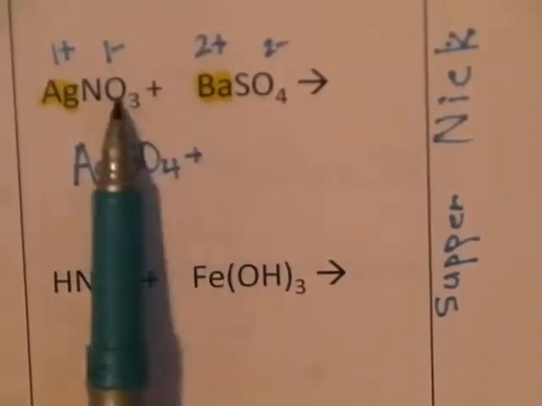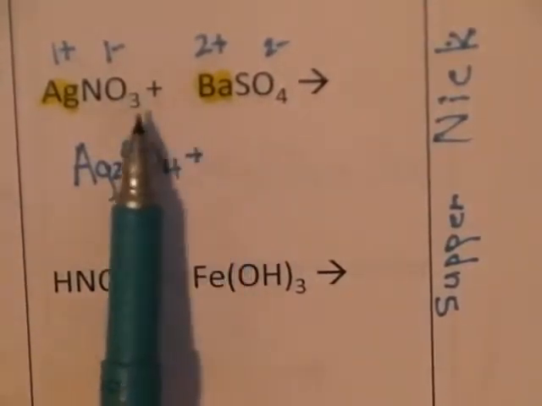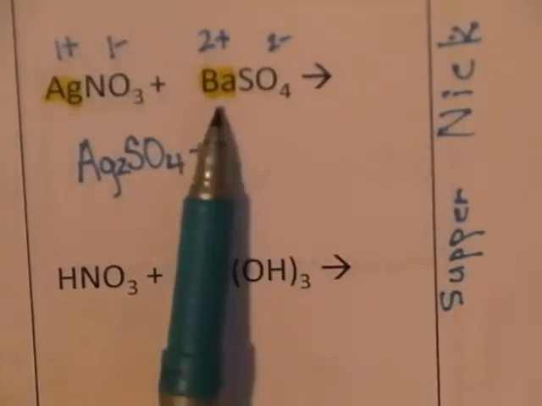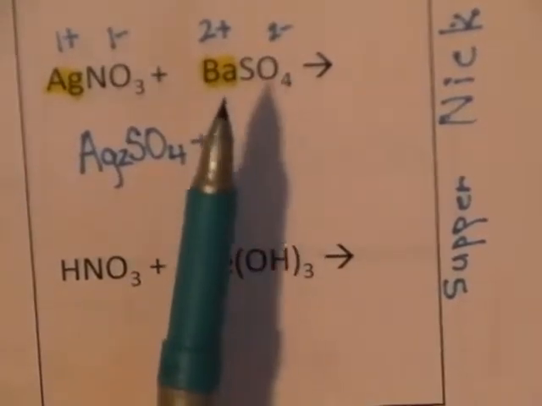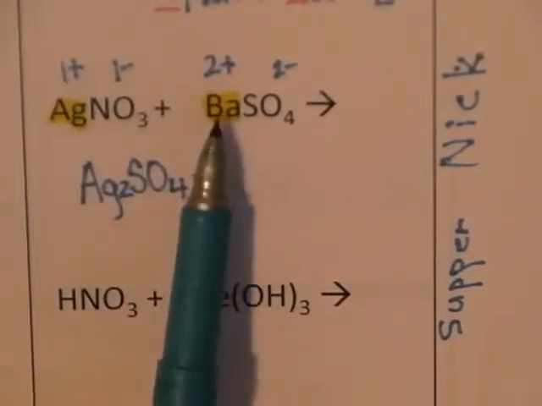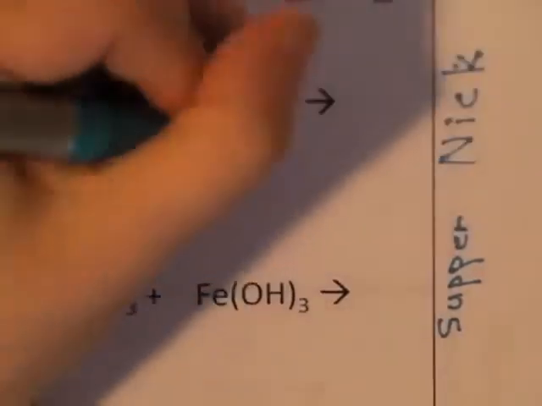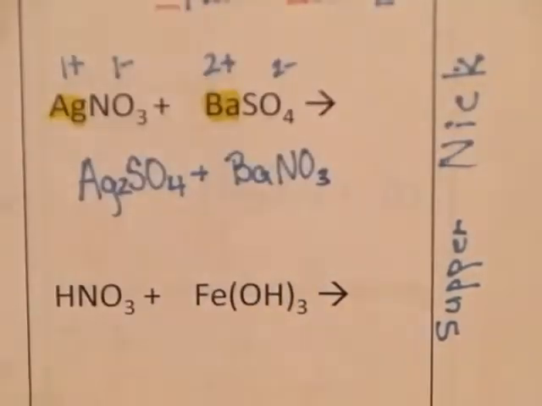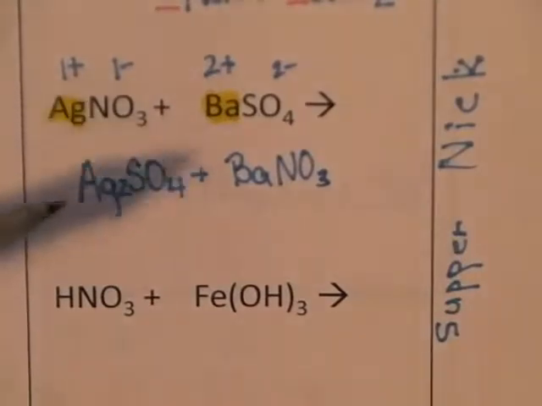Who goes first? Which one has to be written first in the compound? Remember, positive always comes first. It always has. We've never written the negative one first. Positive always comes first. So the Ba has to come first, and then the NO3. Cross your charges.